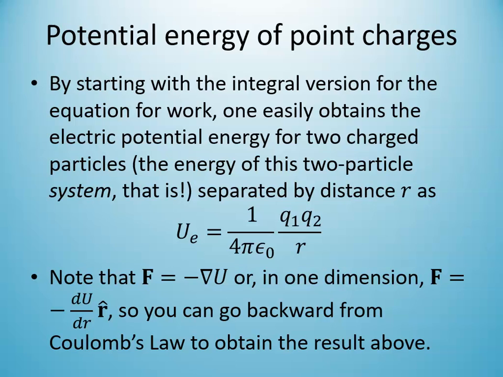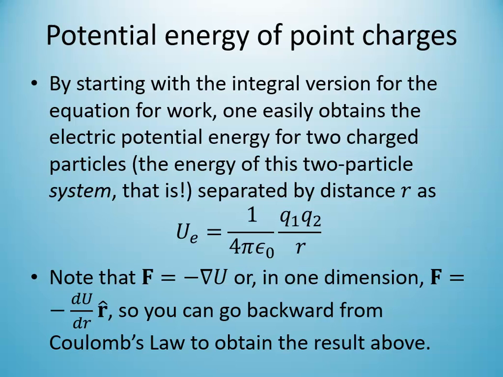And you would eventually find that the potential energy they must have had in order to acquire that kinetic energy, if they're released from rest, is given by kq1q2 over r, where k is equal to 1 over 4 pi epsilon naught. Well, that's the equation for the electric potential energy between two point charges of magnitudes q1 and q2, separated by a distance of r.